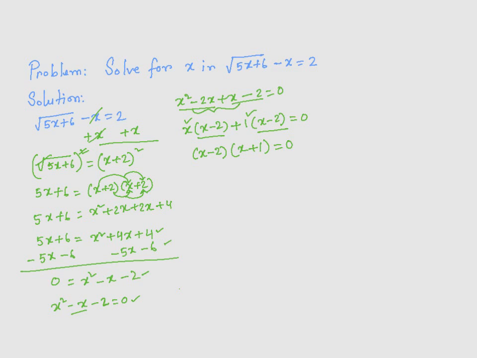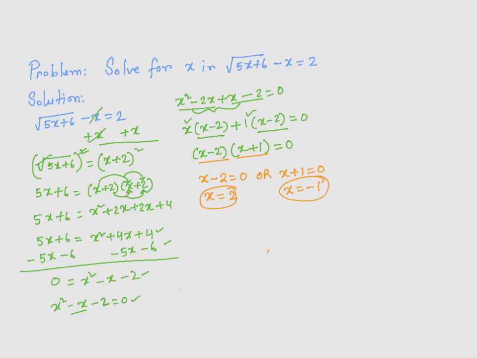Now note that I have two numbers, technically, being multiplied and I get 0. At least one of them has to be 0. Basically, one will be 0 and the other will not be 0 in this particular case. So we don't know which one, so we assume that x minus 2 is equal to 0. If that is the case, then x must be equal to 2. Or if x plus 1 is equal to 0, then x must be equal to negative 1. Now I found two solutions: x is equal to 2 and x is equal to negative 1.